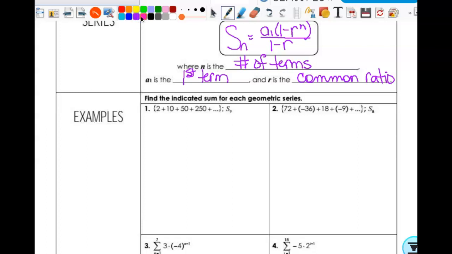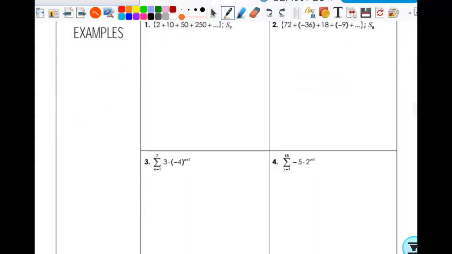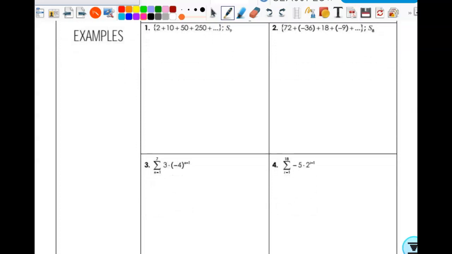Let's do a couple of examples here. If the sequence is actually listed out for you, then you do start with the first term. This right here gives you n, right? N equals 9. So a sub 1 is equal to 2. We don't care about a sub n, right? We don't care about the last term. We need the common ratio. What would the common ratio be here? 5. Okay. 5.